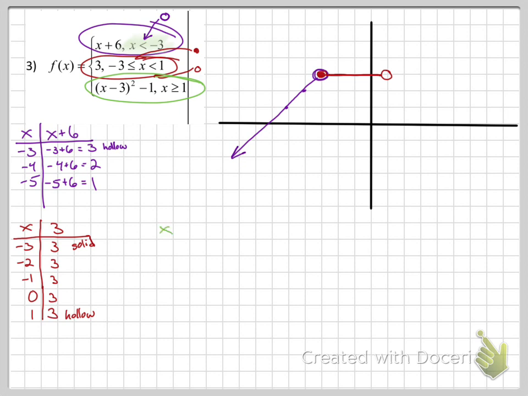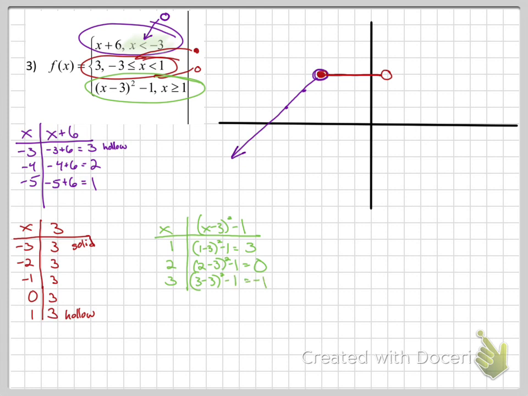The last piece of this function is x minus 3 squared minus 1, but only for all the x's bigger or equal to 1. So 1, 2, 3. Plug in 1. That's -2. Squared is 4. Minus 1 is 3. That's -1. Squared is 1. Minus 1 is 0. That's 0 squared minus 1 is -1.